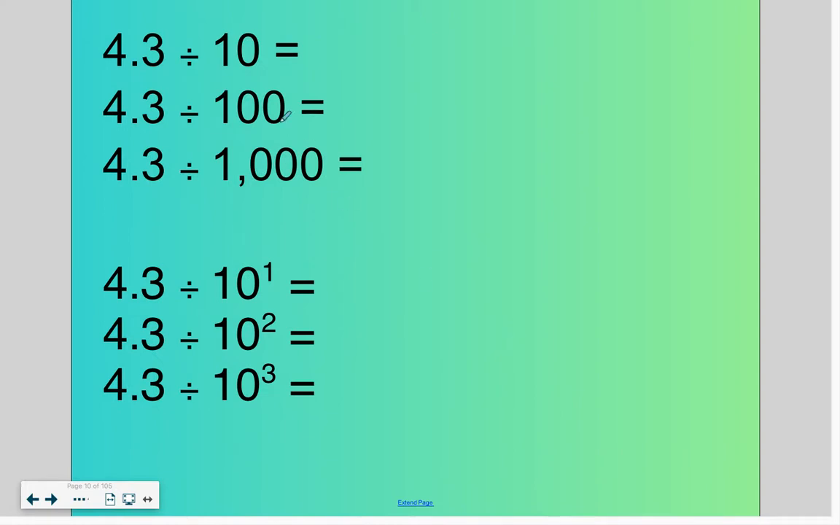So if we divide by a power of 10 or just that number in standard notation, we always first start with writing our digits. Put your pencil where the imaginary decimal would be. Since we're dividing, we're going to move to the left. Our number is going to get smaller. If we're dividing by 10, we're moving it one time. So our answer is 43 hundredths.